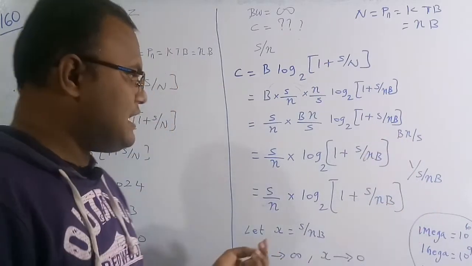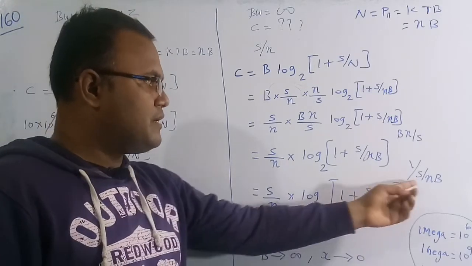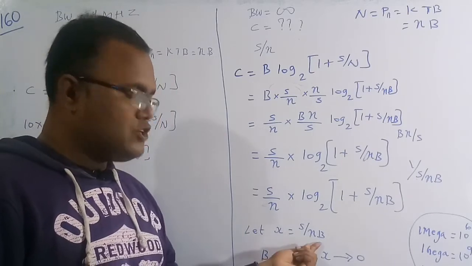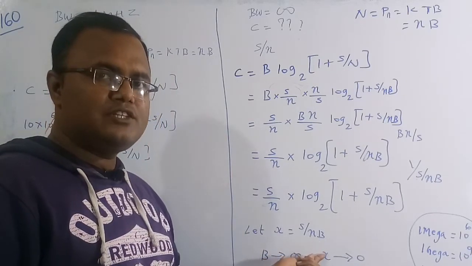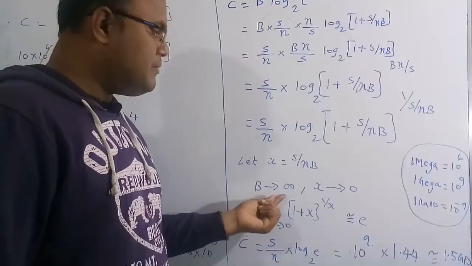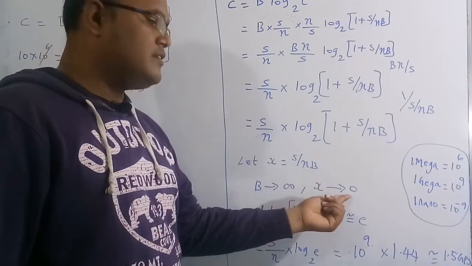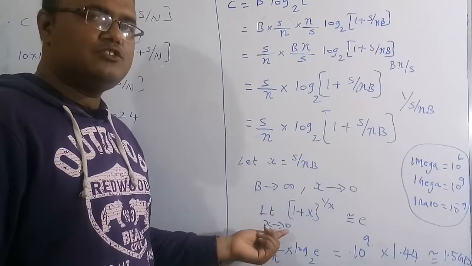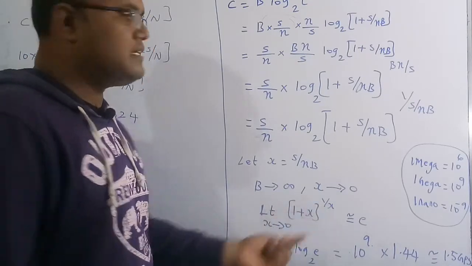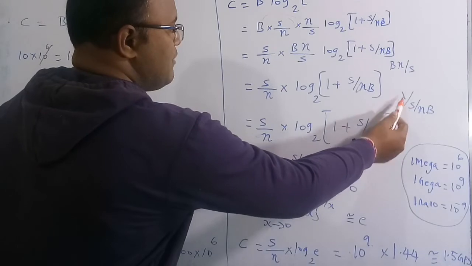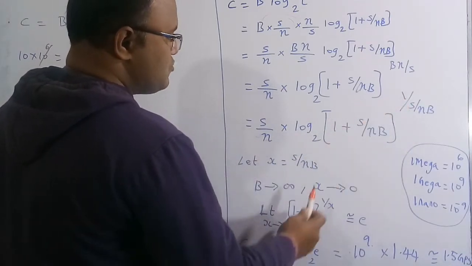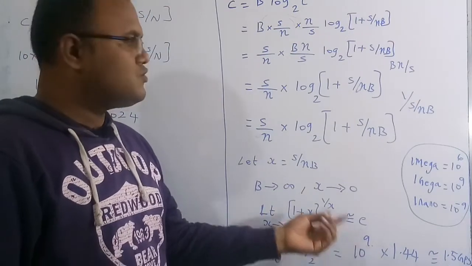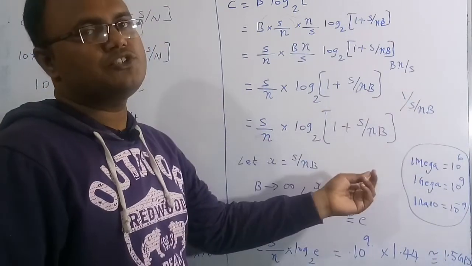Now I can assume x is equal to S by eta B. Whenever the bandwidth is infinity, the denominator is infinity, so the overall value will become 0. So whenever B tends to infinity, the x value tends to 0. We already know in mathematics that the limit as x tends to 0 of (1 plus x) whole to the power of 1 by x is nearly equal to e. So this whole value will now converge to e.